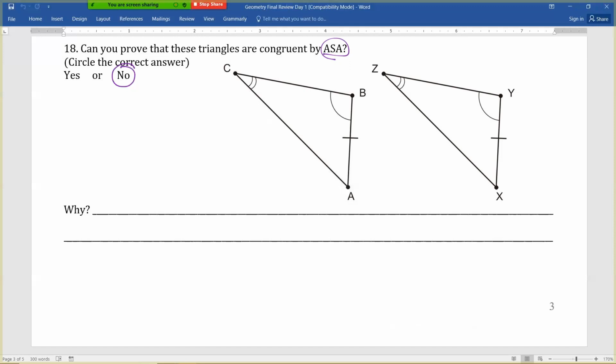The reason is, for us to use angle, side, angle, here's an angle, here's an angle, the included side has to be between those. So I would have to know this side length here. So the wrong side is the one we know information about. So we can't use angle, side, angle again with just the information we were given because the side we were given information about is not included between the two angles.